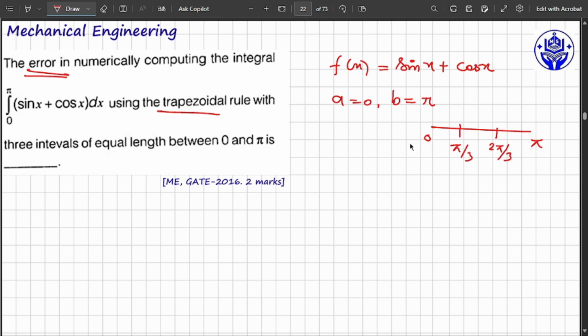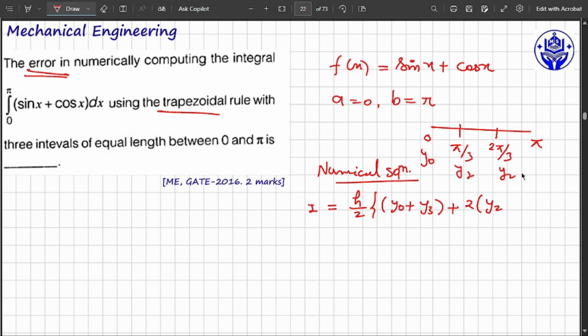So the values of the function are calculated using trapezoidal. The numerical solution is something like this: h by 2 times y0 plus y3 plus twice of y1 plus y2. Okay, so I is nothing but, what is your h? h is pi by 3 by 2, and you calculate the value after finding y0.